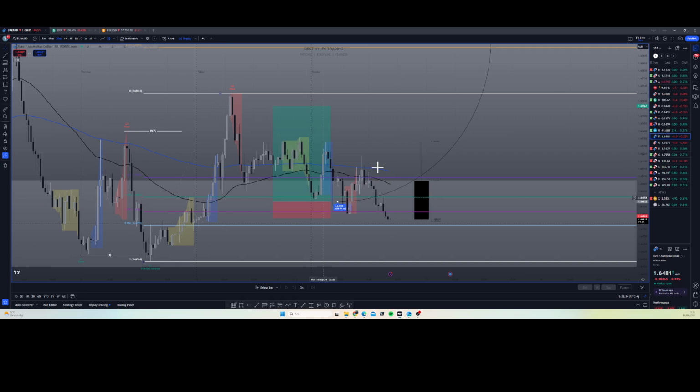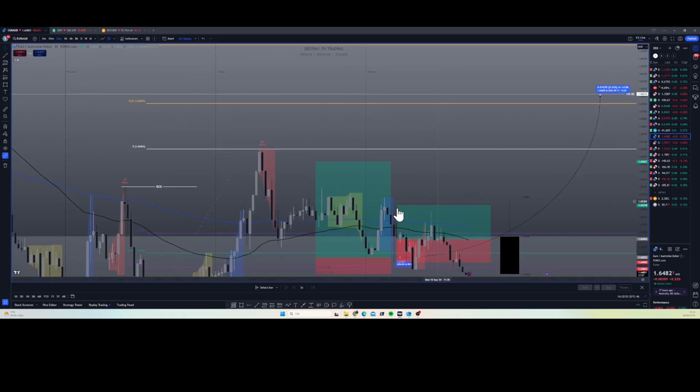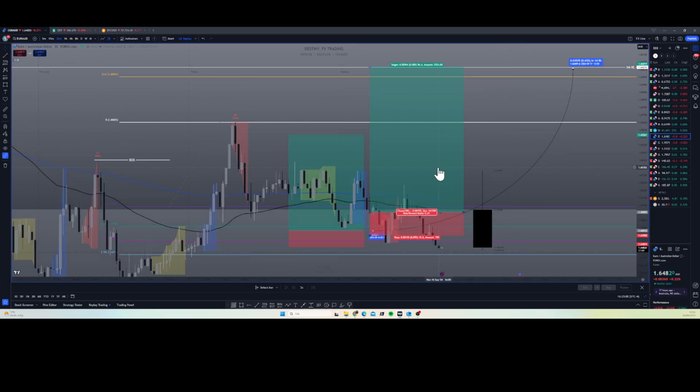since when we wicked into this area and left quite a huge wick, I entered a long position and put my stop loss below this low. My TP was supposed to be this next H4 key level, but as you can see, price took me out, and from there it has just been trading lower.